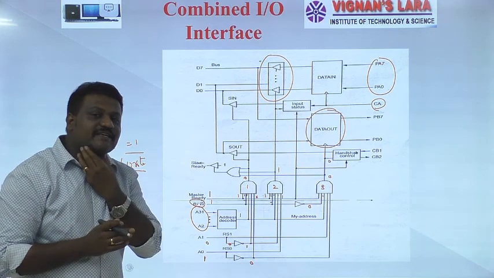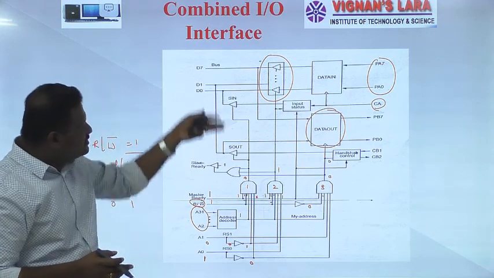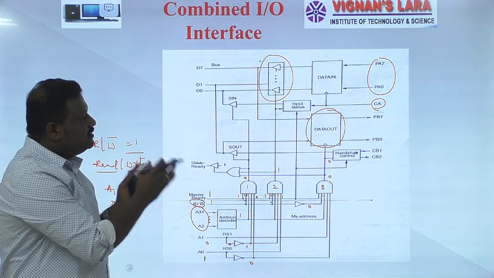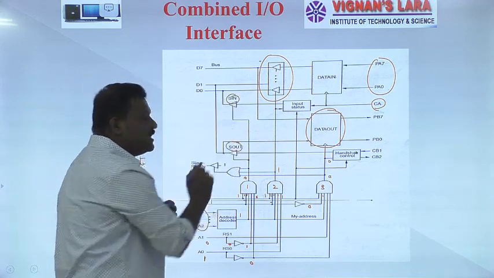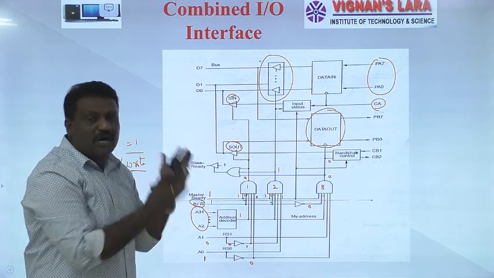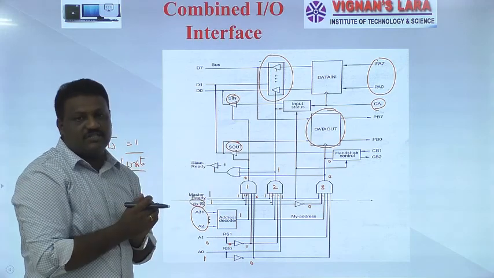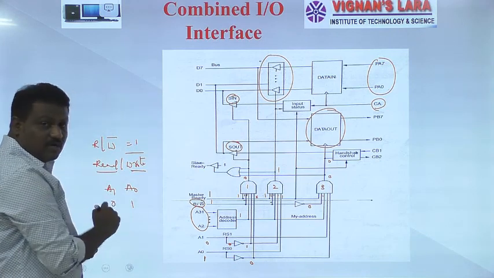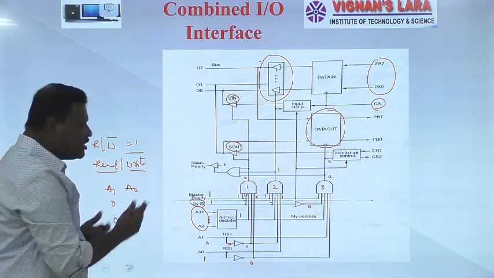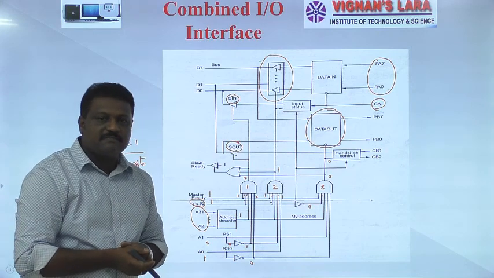And the next important thing is, whenever I want to receive the status information of these external devices, I receive it with the help of SIN as well as SOUT, these two present in the status register. I select the status register with the help of A1 and A0. If I make both of them 0, 0, I can select my status register.